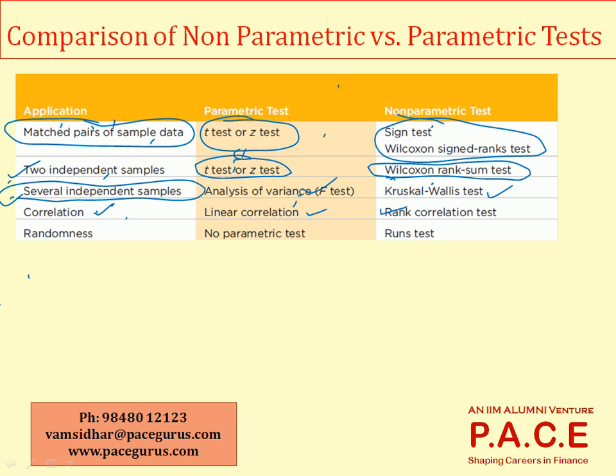And if I want to find out whether any particular data is random in nature or not, there is no test in the parametric space to test that. Whereas a runs test is one very good test which can help us in deciding whether a particular data is random or is it more biased in some form. So we'll look in detail now at all these 6 tests which we will be covering as a part of this chapter. We'll start off with the sign test.